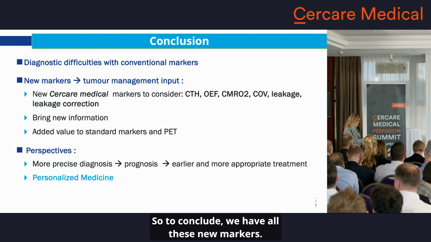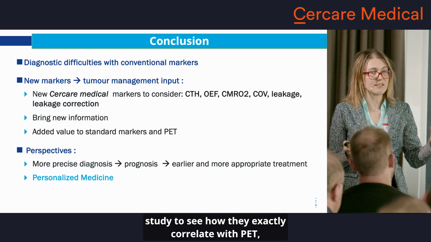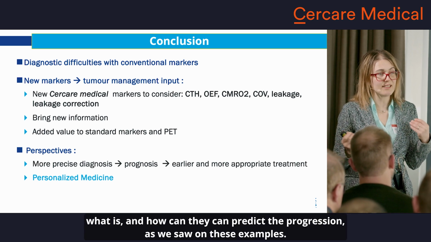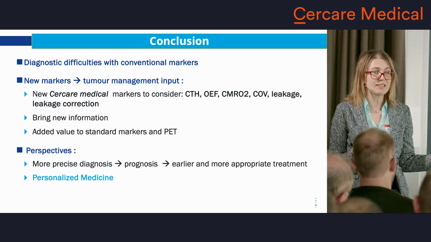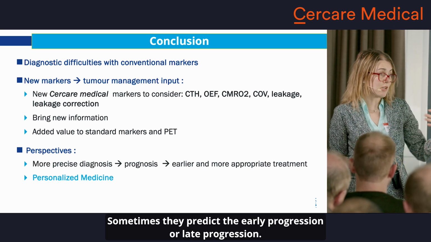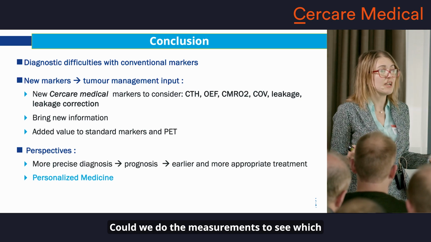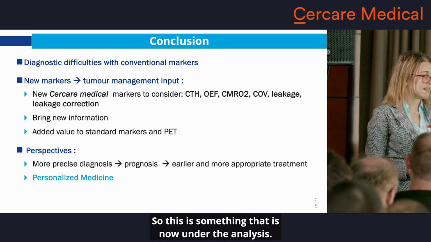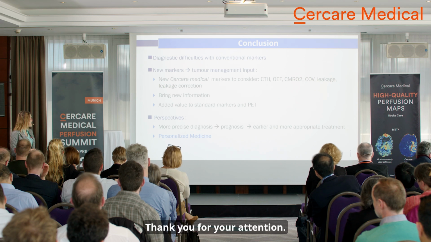So to conclude, we have all these new markers. What is interesting now is to do the study to see how exactly they correlate with PET, and how they can predict the progression, as we saw in these examples. Sometimes they predict early progression or late progression. Could we do the measurements to see which time it predicts, how it predicts the timing? This is something that is now under analysis. Thank you for your attention.